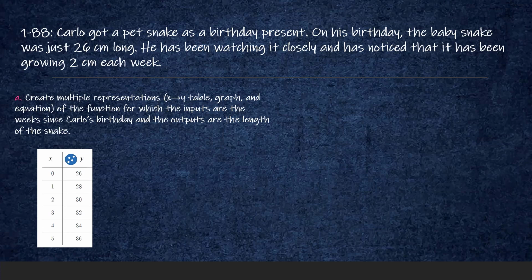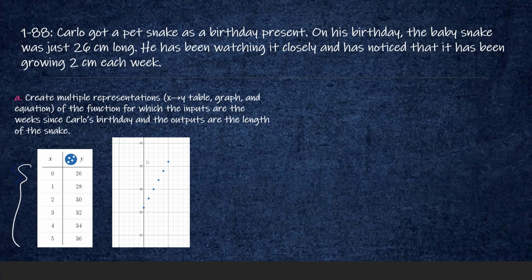So let's take a look at a table first. Here's an XY table. We're starting with our 0 and 26 because 0 represents the day he got it, his birthday. And then it goes up 2 centimeters every week. Each week we add 2 centimeters to it. Can you imagine if it was growing 2 centimeters a day? That would be a crazy huge snake. All right, so let's move on.